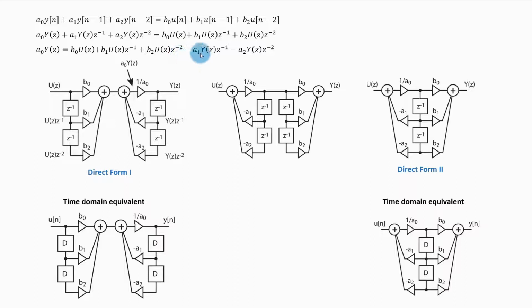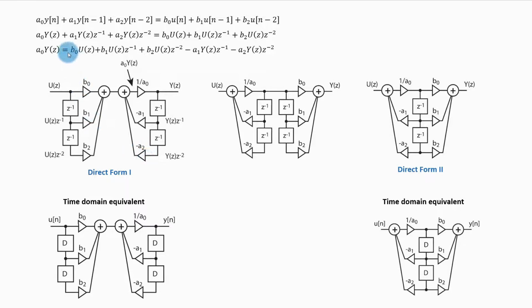Next, I need to take the z image of the output signal, which is y of z, and multiply it by z to the minus 1 and by minus a1. So here I take y of z multiplied by z to the minus 1 and by minus a1. Next, I'm supposed to take y of z multiplied by z to the minus 2 and by minus a2. So here I have y of z multiplied by z to the minus 1 once, and here I will multiply it again, which will give me y of z multiplied by z to the minus 2, and that I will multiply by minus a2.